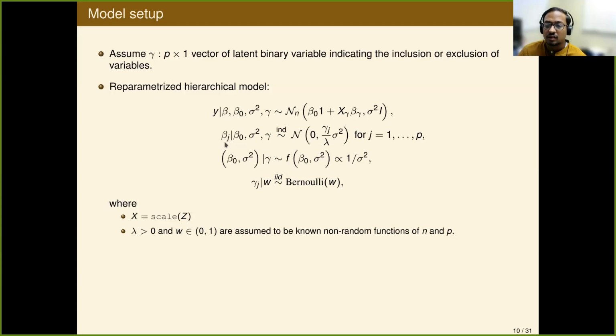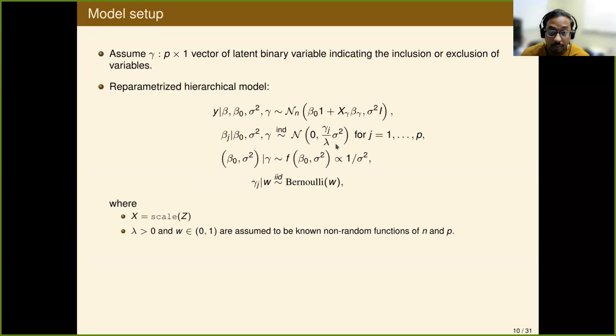And then we have this hierarchical structure where we assume beta j has an independent normal distribution with mean 0 and variance gamma j over lambda times sigma squared. So this is a bit important. If gamma j is 0, this is normal(0, 0). So we assume a priori that for an unimportant variable, beta j is exactly equal to 0. On the other hand, when gamma j is 1, that is, if the variable is important, then beta j has a normal distribution with mean 0 and variance sigma squared over lambda.